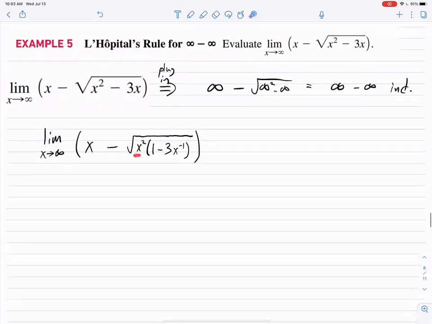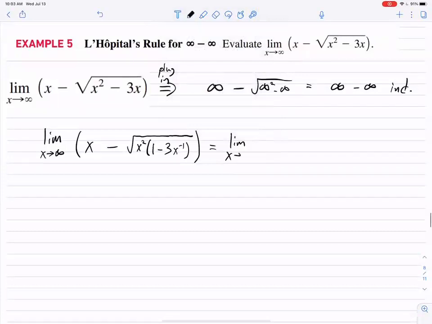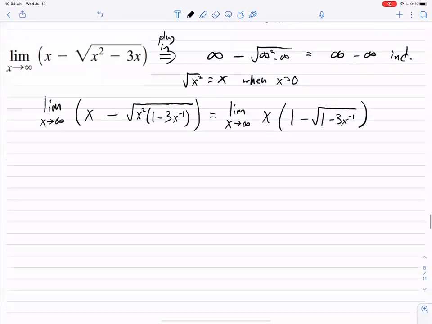Then the square root of x squared, because we're going to infinity, this is just x. And so I can pull that out and pull that out. And so what's left over is the limit as x goes to infinity, because the square root of x squared is just equal to x when x is greater than 0. And so what this is equal to is x, and then pulling that out, I get 1 minus the square root of 1 minus 3x to the minus 1. So that's what's left over. And now plug in.